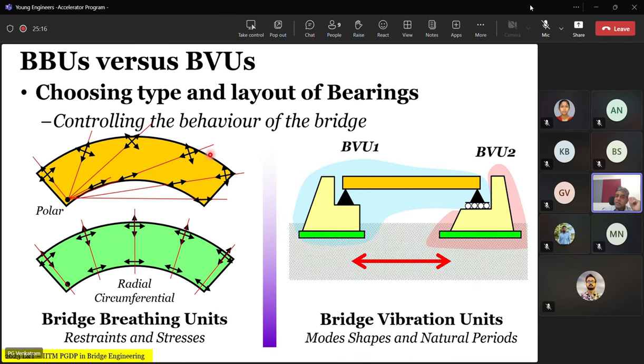We have discussed some time back about the bearings and how the vibration can be controlled, and how they are judged based on the kind of movement. With the vibration unit, we decide which mass is moving along with which substructure. That is how we do it. And in the bridge breathing unit, we allow where the relative displacement between one unit and second unit can take place. So these behaviors can be altered by the choice of the kind of joint system that we are talking about. Okay.